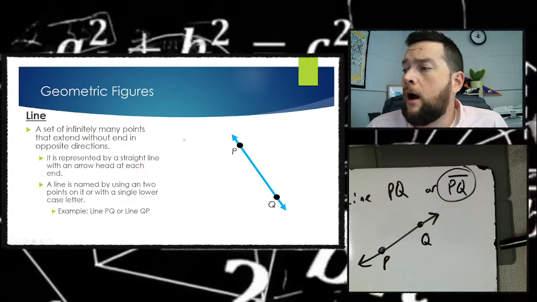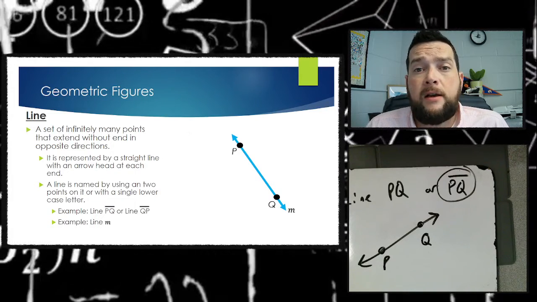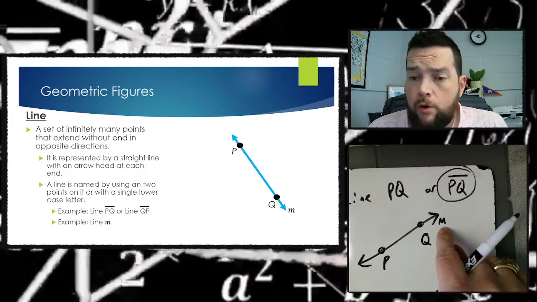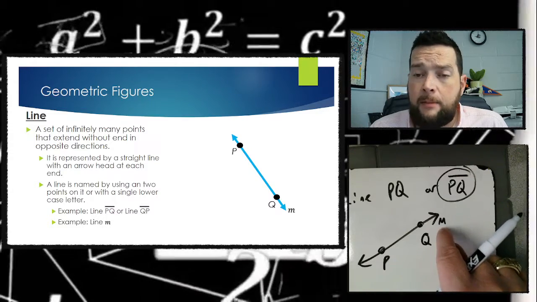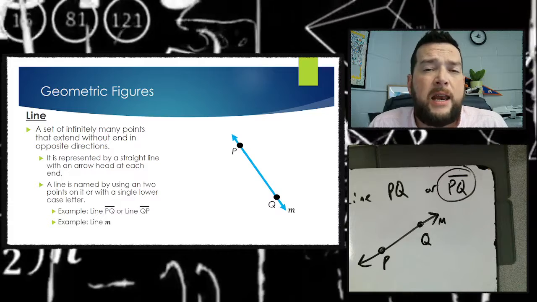And then one other way is by simply adding a lowercase variable to it. Like this right here, when I just put that lowercase variable next to it, I don't have a dot next to that M anywhere, what I have next to it is that line. I'm saying that whole line is line M.